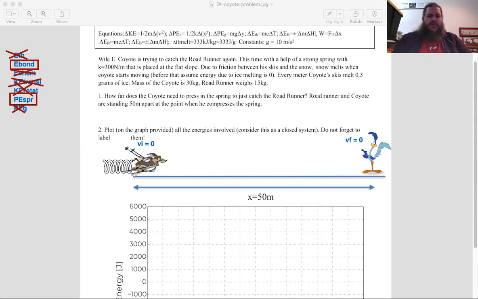And yeah, and then also we are melting some snow as he travels. So I think we can assume that those are the only changes. Change in spring potential energy plus change in bond energy. And what should we expect those to add up to?